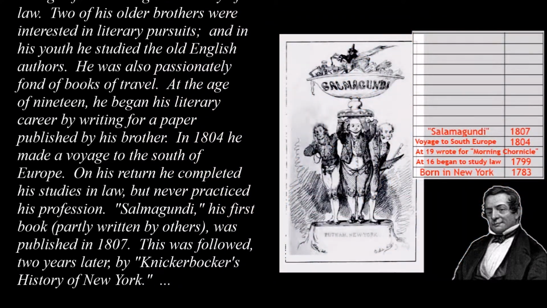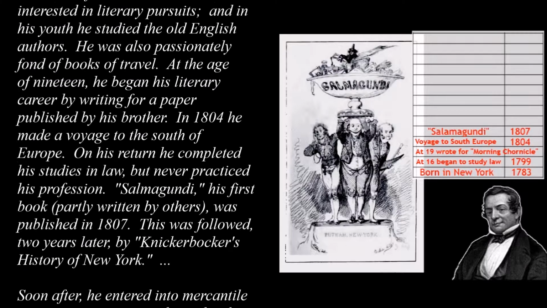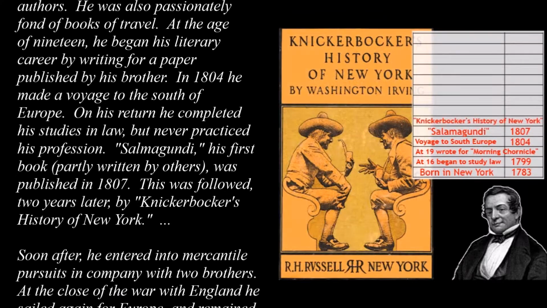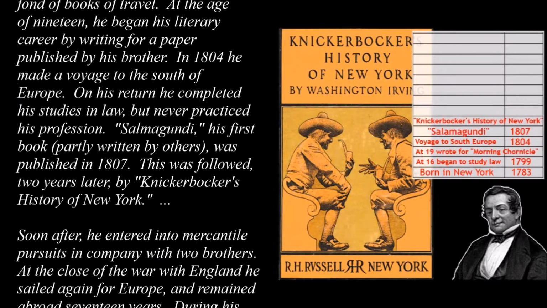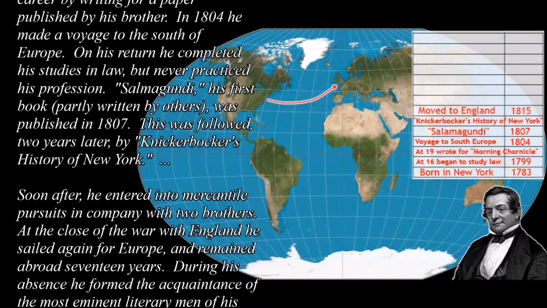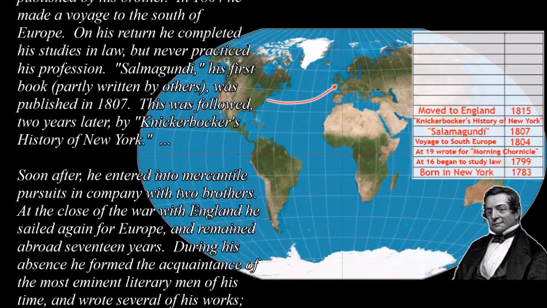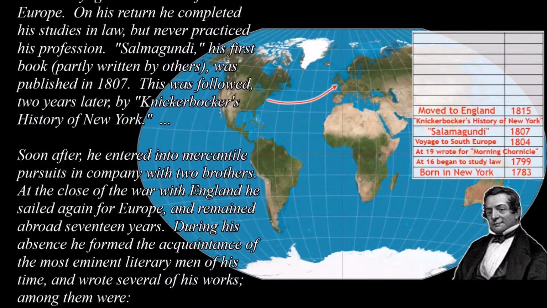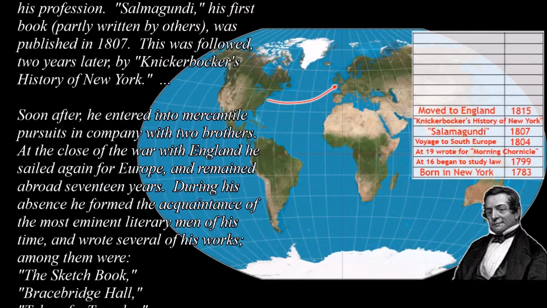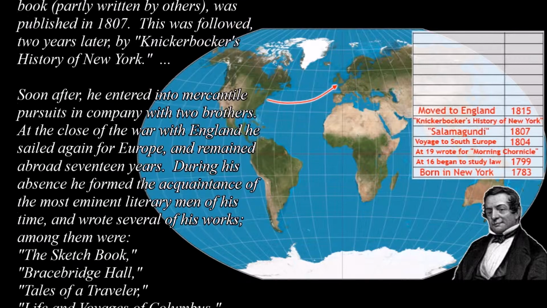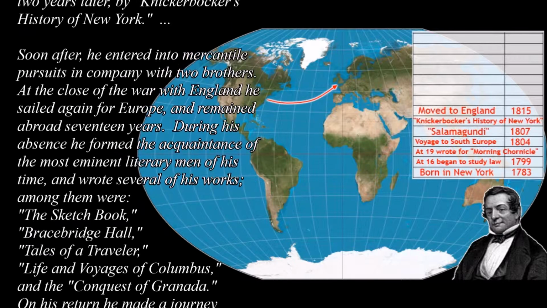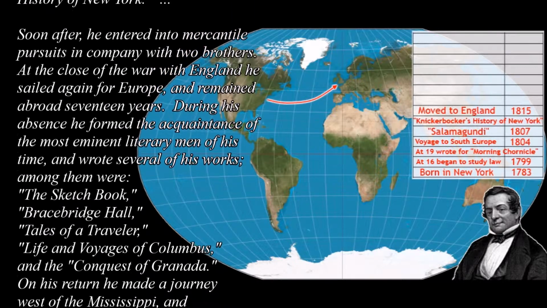Salmagundi, his first book, partly written by others, was published in 1807. This was followed 2 years later by Knickerbocker's History of New York. That's where the New York Knicks got its name. Soon after, he entered into mercantile pursuits in company with two brothers. At the close of the war with England, he sailed again for Europe and remained abroad 17 years. During his absence, he formed the acquaintance of the most eminent literary men of his time and wrote several of his works.